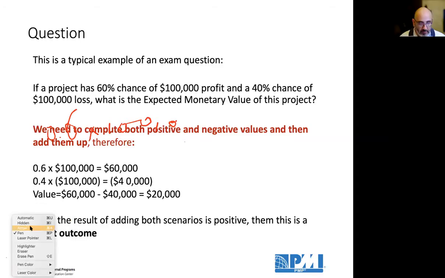I'm trying to remove, yeah. Okay, so 60,000 plus negative 40,000 يطلع 20,000. شو يعني؟ Since the result of adding those both scenarios is positive, I'm gonna pursue this. Then this is a profitable outcome. I'm gonna go with it.